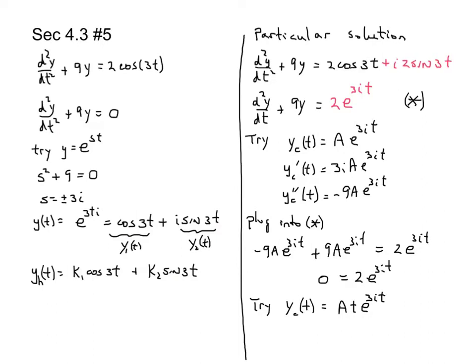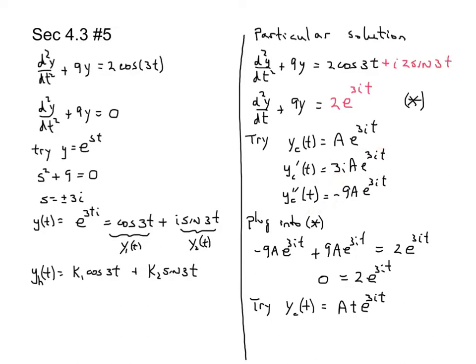For the particular solution, the strategy is, well, the right-hand side has this cosine 3t here, 2 cosine 3t. If I add i times 2 sine 3t, I can rewrite this whole right-hand side as 2 e to the 3it. What's nice about this is it's just an exponential form, and so for our particular solution, we use the method of undetermined coefficients and try something in the form a e to the 3it. Here's the first and second derivative.